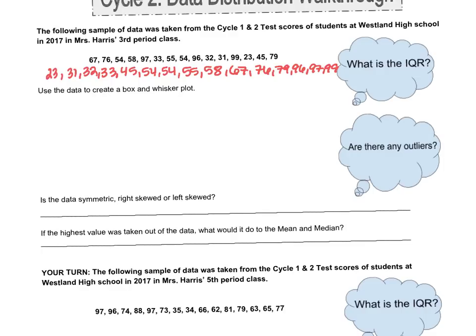So take the extra 30 seconds or so to double check and make sure you have the data correctly done. I think I do. Hopefully I don't have a mistake on here. We're going to use this data to create a box and whisker plot.